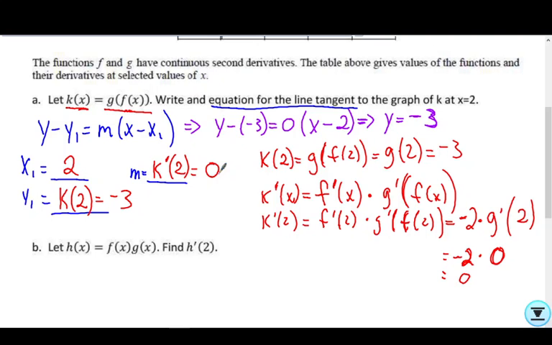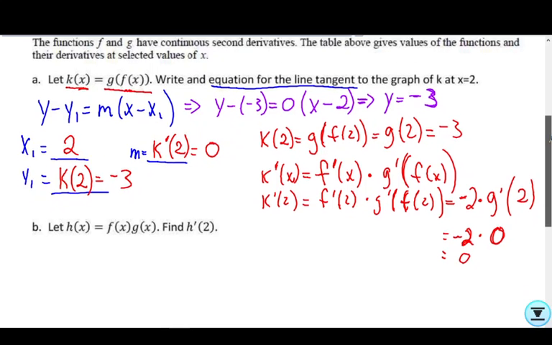So part A has basically chain rule. It has the tangent line equation, and it has the chart that you've got to do. So these are 3 different pieces that we've been practicing all put together in one. Okay? All right, part B.